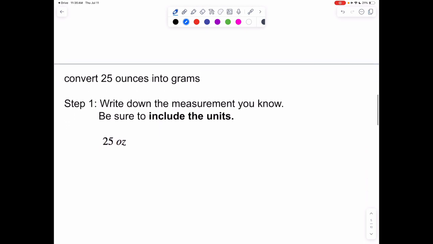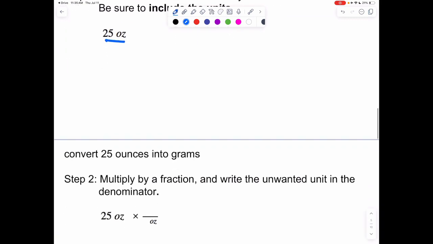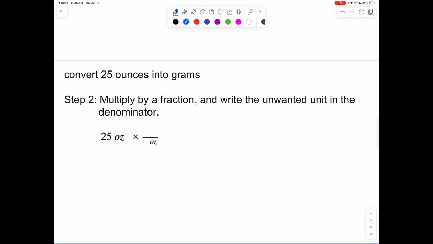All right, so if we want to first convert 25 ounces into grams, we're going to start with the measurement we know. We know our 25 ounces right here. Okay, start with that one. Then we're going to multiply by a fraction, and we're going to write that our unwanted unit, the unit we want to get rid of, in the bottom. So we wrote ounces in the bottom because we're trying to get rid of those ounces. Great.